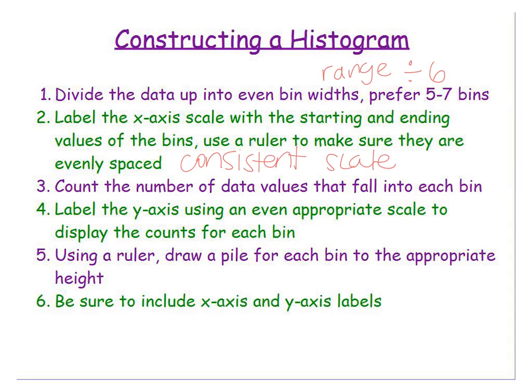If your highest count is 5, don't make your scale go up to 20. Make it go 1, 2, 3, 4, 5. If your highest count is 20, count by 2s, 2, 4, 6, 8, or count by 3s. But if your highest number is 20, don't count by 5s. The more numbers you can have on your scale, the easier it is to read your graph.